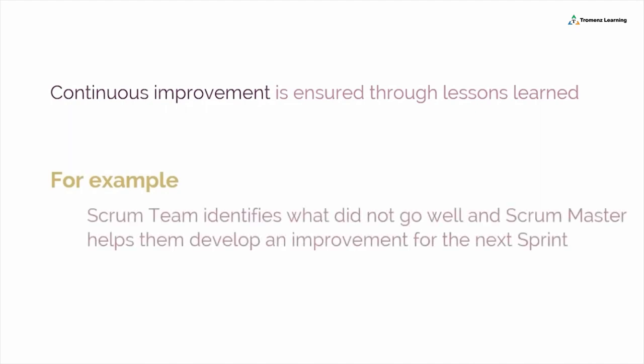A fourth benefit is that continuous improvement is ensured through lessons learned in collaboration. For example, the Scrum team uses the Retrospect Sprint process to identify what went well and what didn't go well in the previous sprint. This provides opportunity to the Scrum Master to work with the team and rework and improve the team for the next scheduled sprint. This will also ensure that collaboration is even more effective in the next sprint.